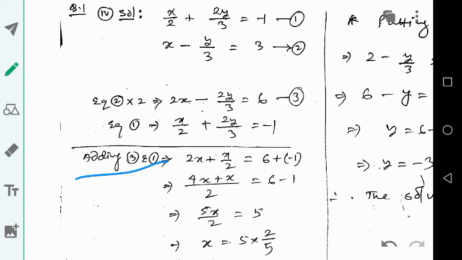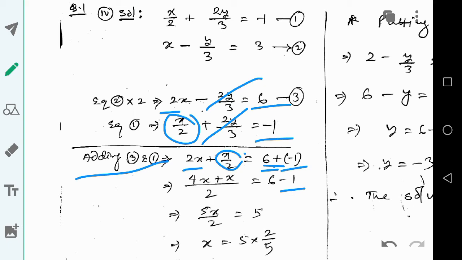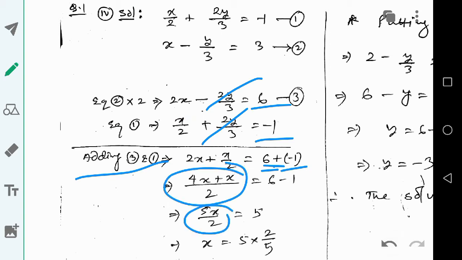If you add these two equations, then these two terms are cancelled. Okay, 6 minus 1, as we are adding, I have given here plus and minus 1, again minus 1. Then twice x plus x by 2, taking LCM 2, 2 times 2 is 4, so 4x plus x is 5x by 2, and here 6 minus 1 is equal to 5.